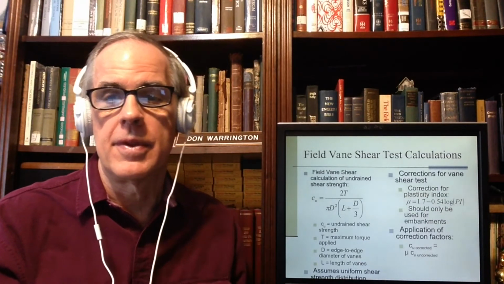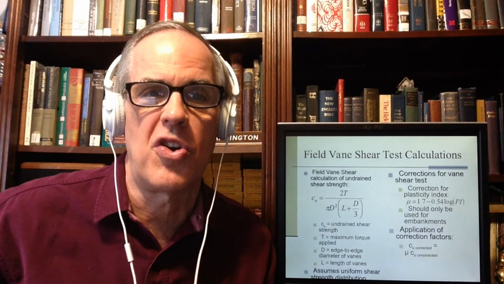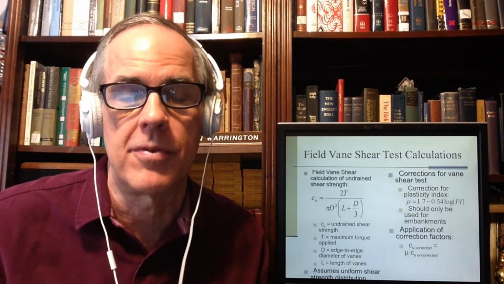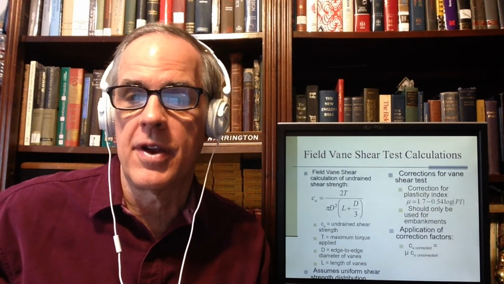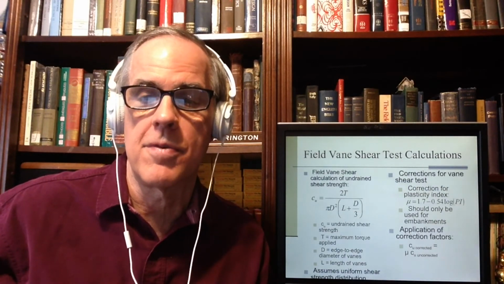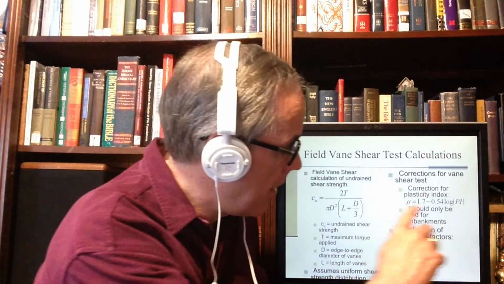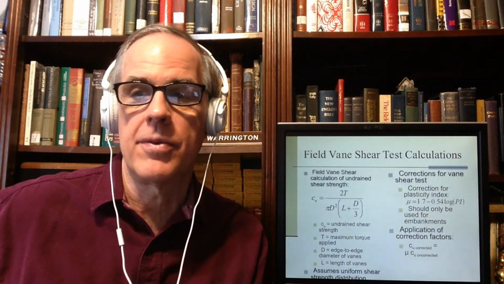it's fine. The only thing you may want to correct for, and this is easy to do because you almost always take Atterberg limits with a boring, is the correction for the plasticity index, which should only be used for embankments. Then all you do is you have a corrected C sub U equal to mu, which is this factor here, times the uncorrected value.